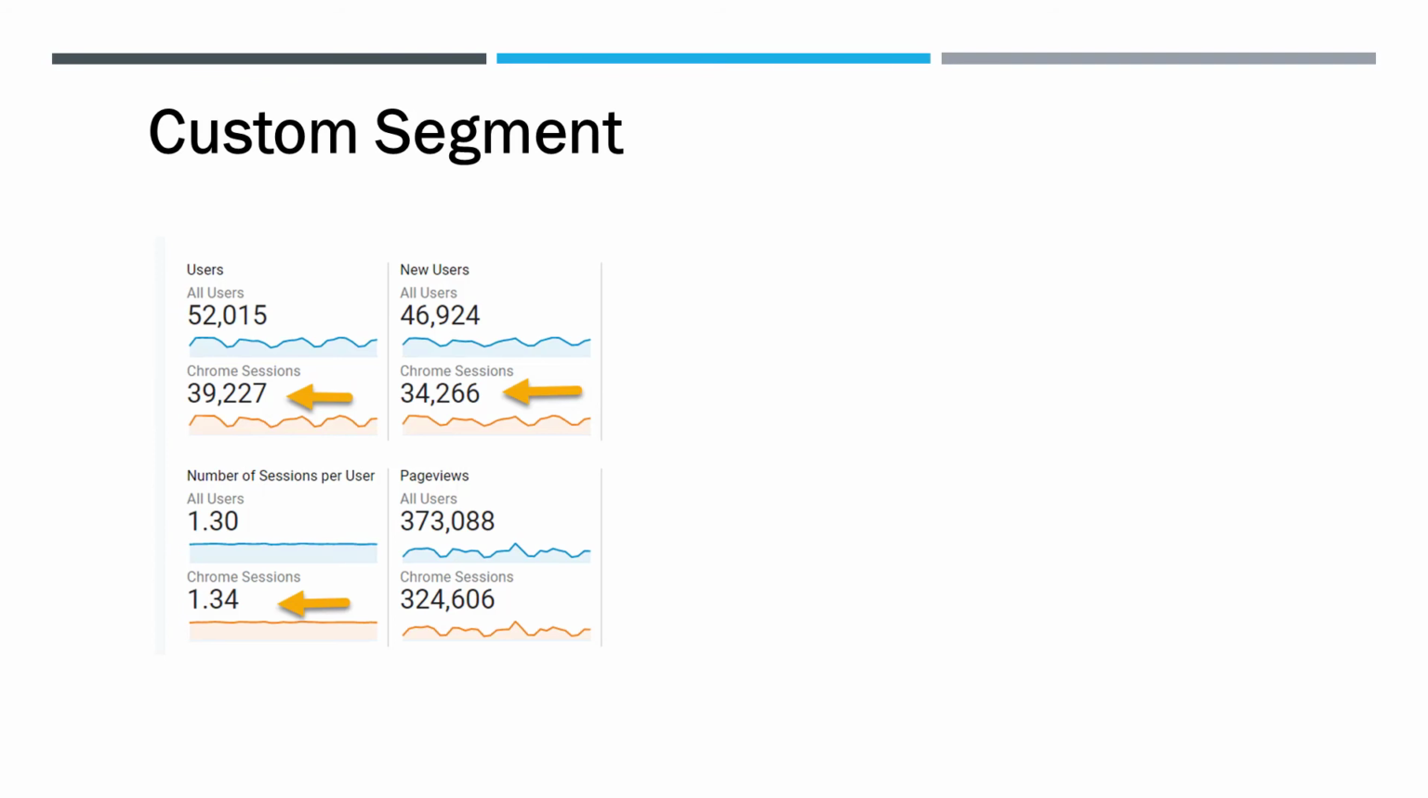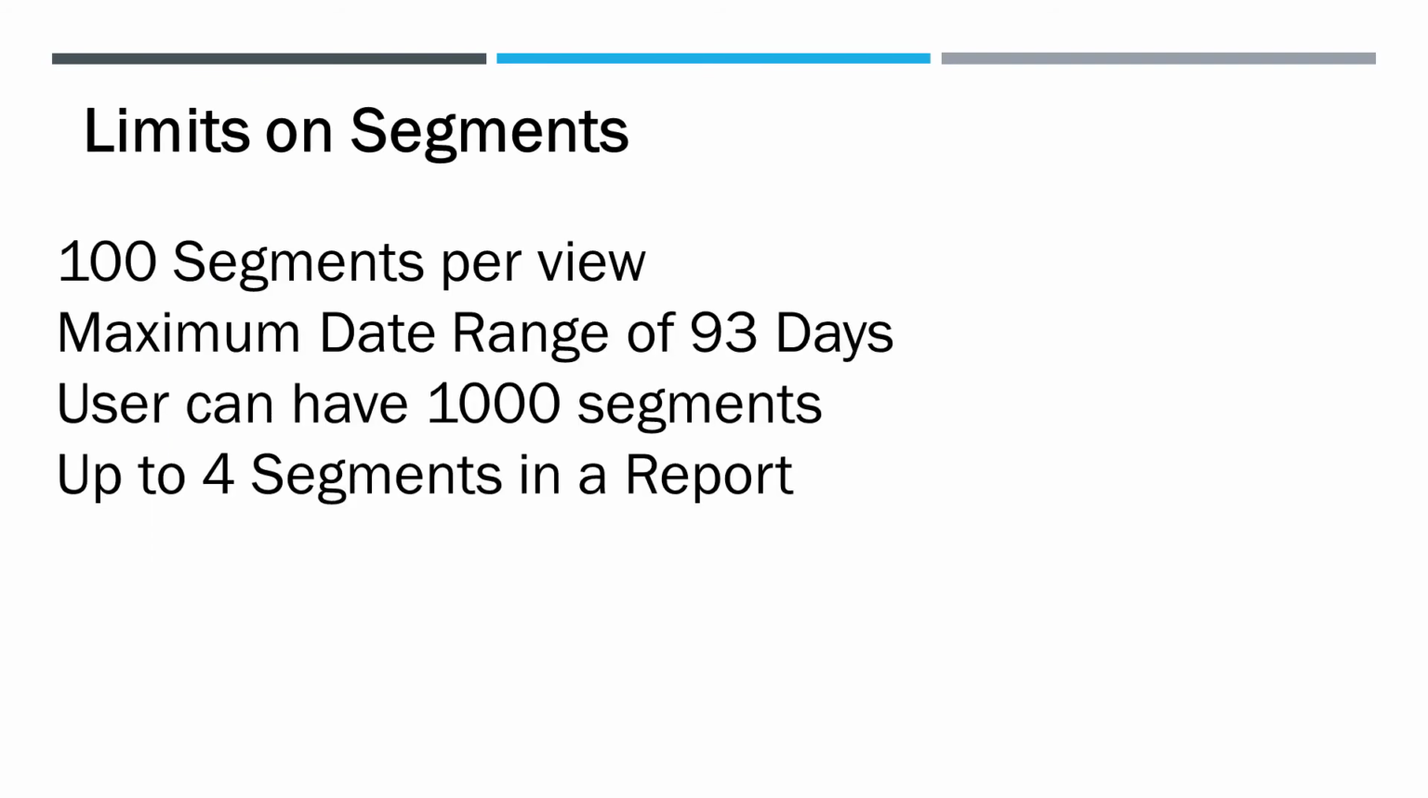Now for segments, there are some limitations. You can only have 100 segments per view. You can only go back on a date range of up to 93 days if you're looking back on segments. And users can have up to 1,000 segments. That's if you're logged in as yourself, but a view can only have 100 segments, and you can have up to 4 segments when you're building out your custom reports. So those are some of the limitations when you're looking at segments.